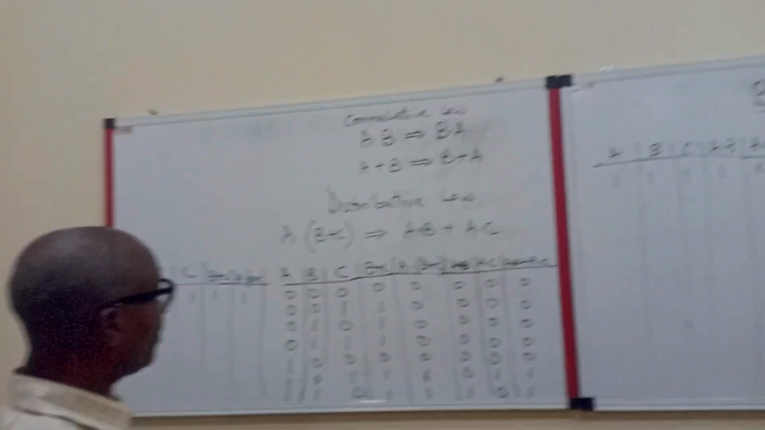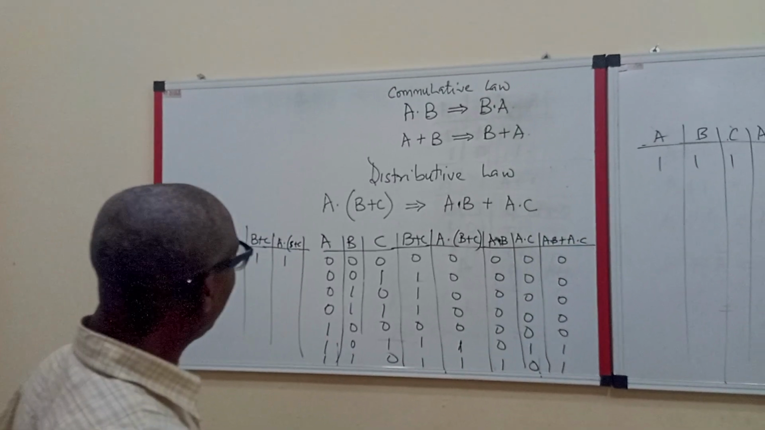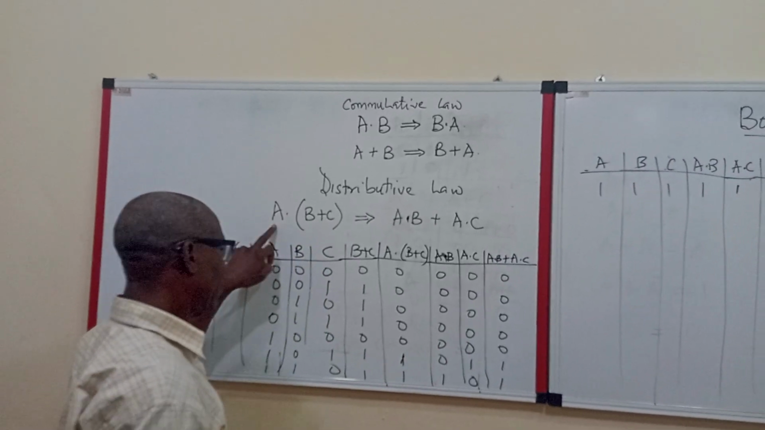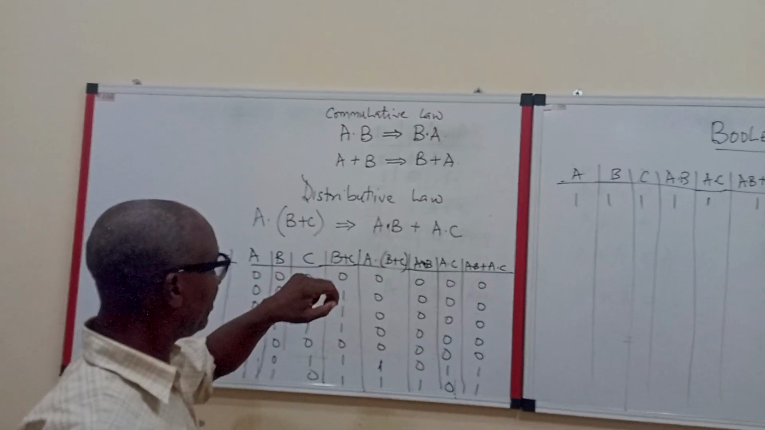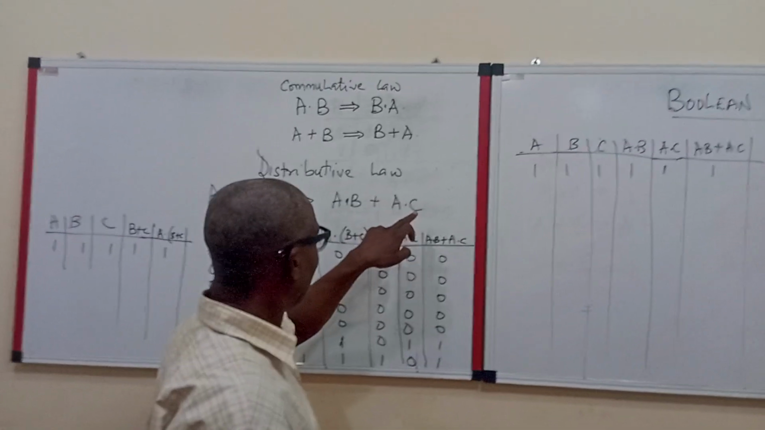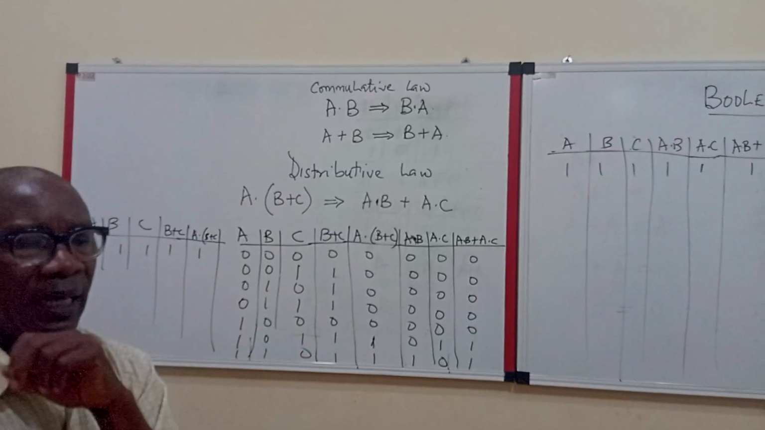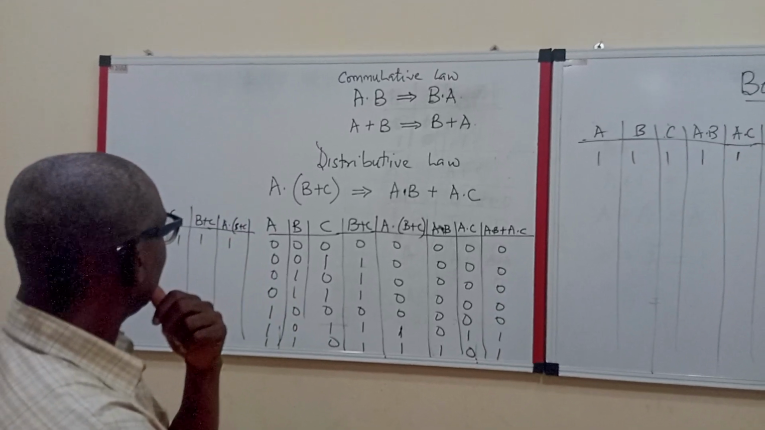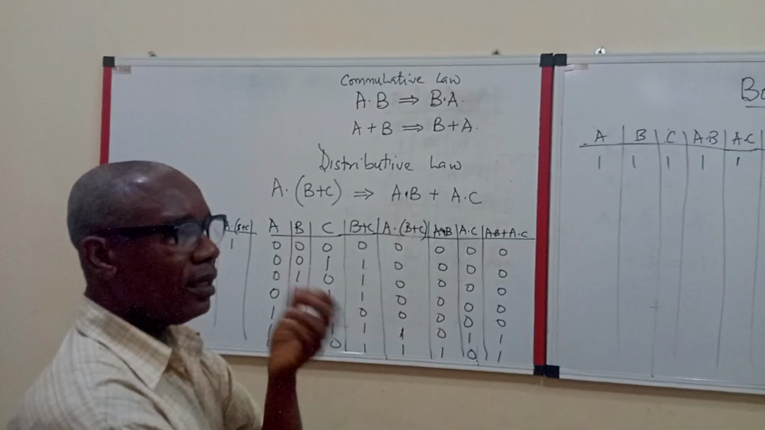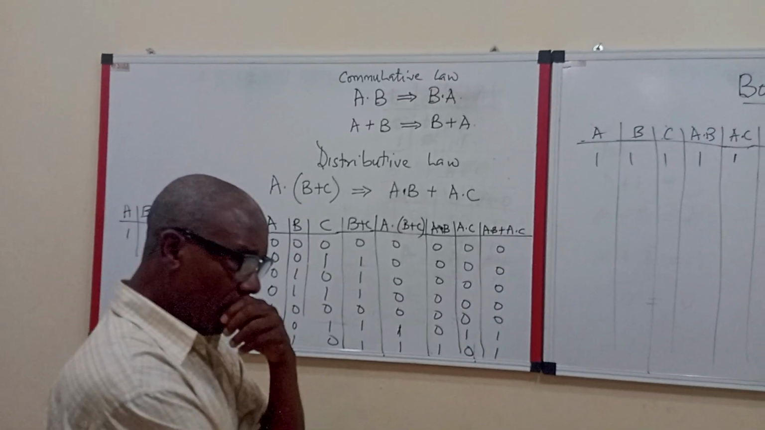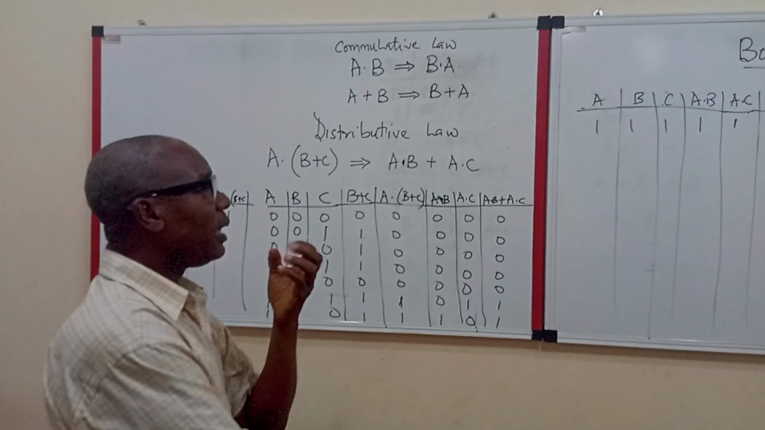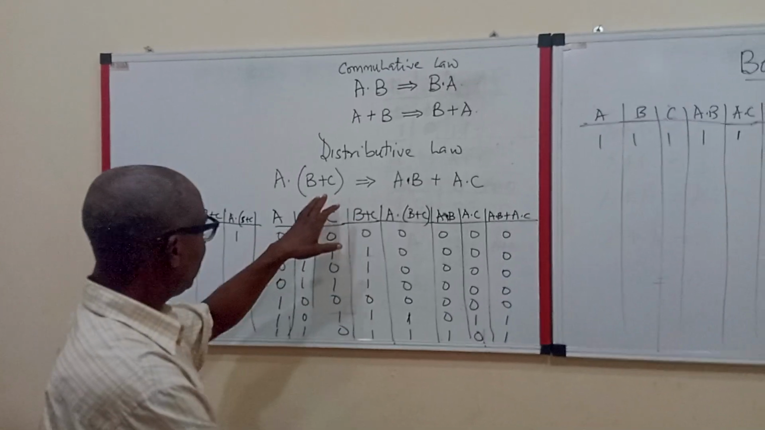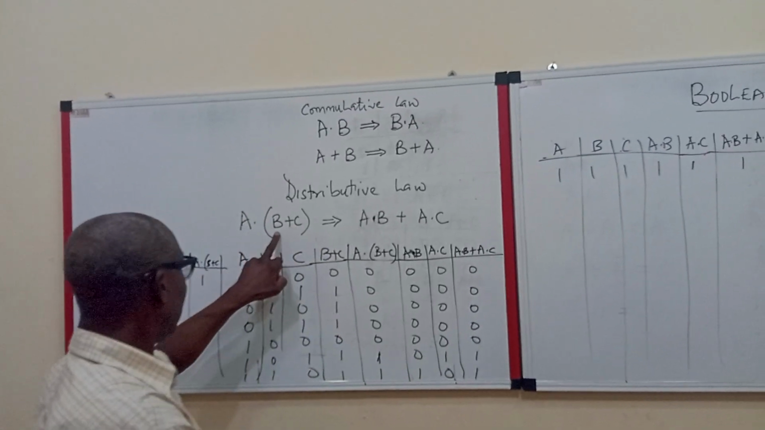Now, how does this affect us as computer programmers? When we have two conditions, A or B, and C, it is the same thing as saying A and C, or B and C. Let's take an example. Let's say the person is either in computer science or in biology.